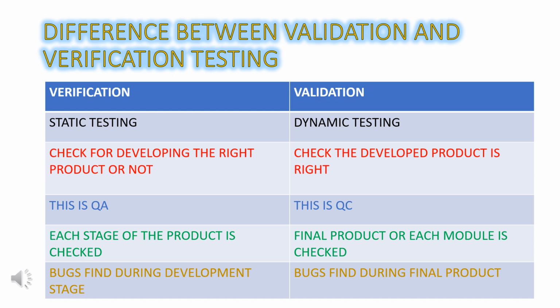So that is the next point I have given. Each stage of the product is checked here, but the final product or each module's final stage is checked in validation. Bugs are found during the development stage itself, and they will be resolved at the same time. But here, on the final product, the bugs will be found only in the validation stage.